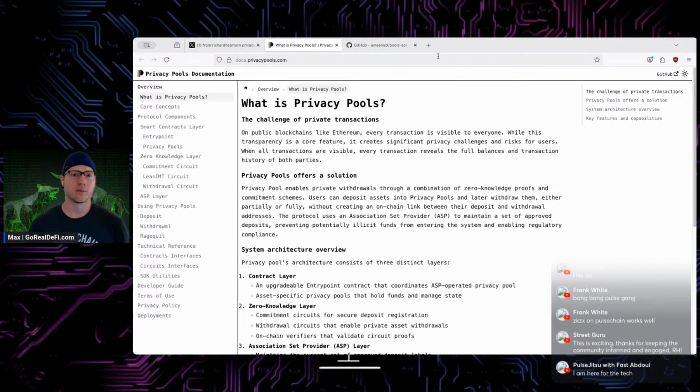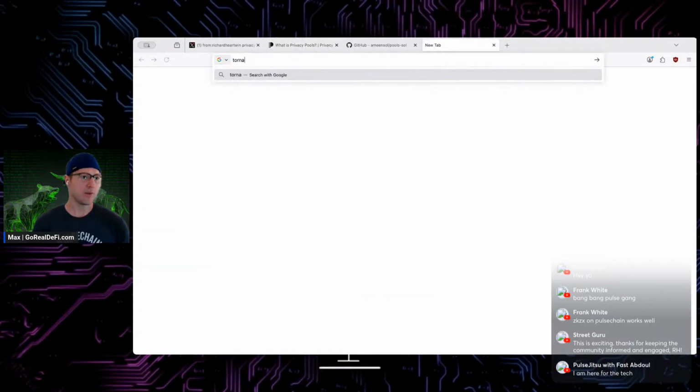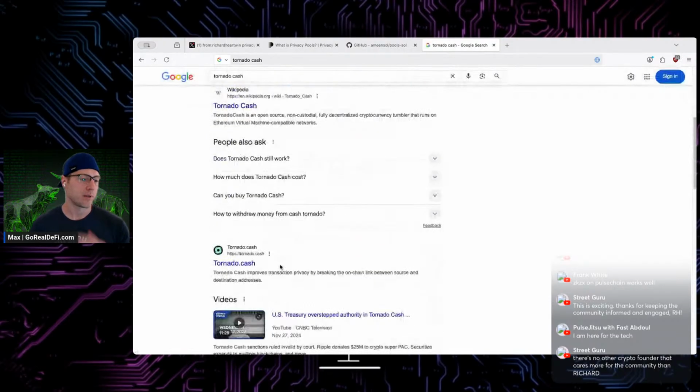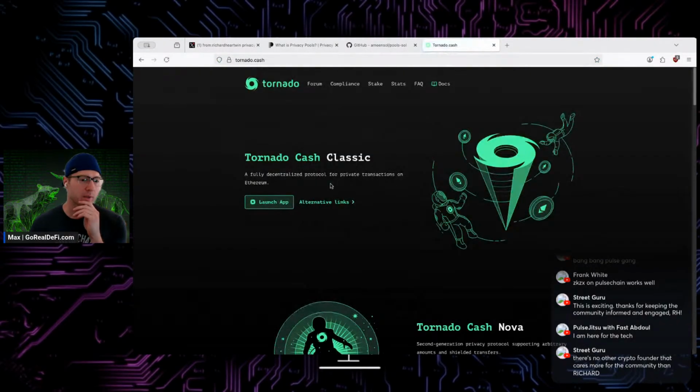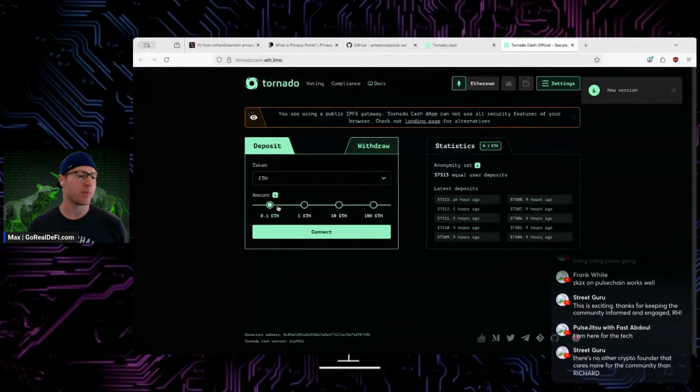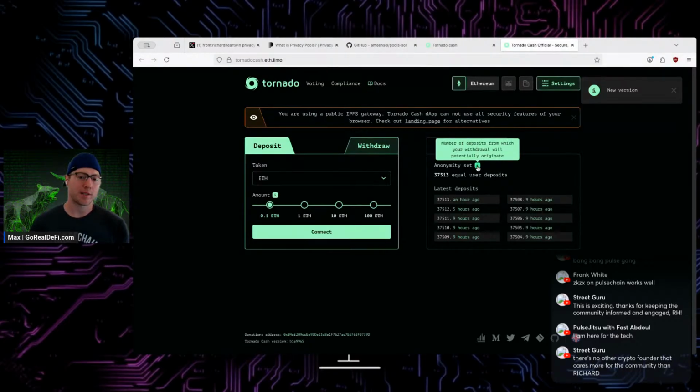Actually, let's go to Tornado Cash real quick. Tornado.cash. I wonder what the interface shows, because it'll probably make more sense. Yeah, okay, so 0.1 ETH, 1 ETH, 10 ETH. So that's part of the anonymity set: the number of deposits from which a withdrawal will potentially originate. That's how they get you into this mix of different people using it, and it makes it harder to trace at a top level.